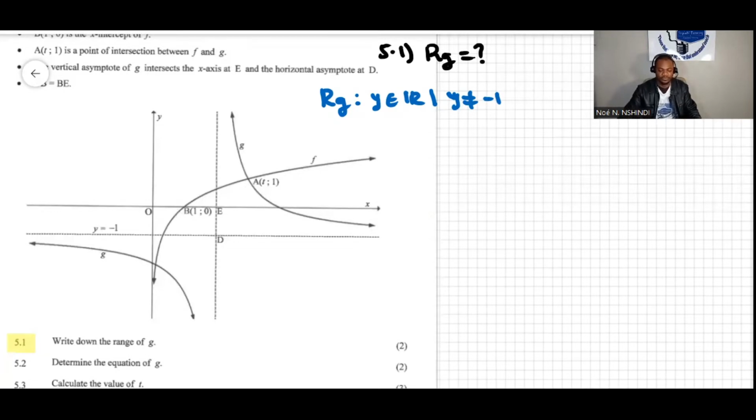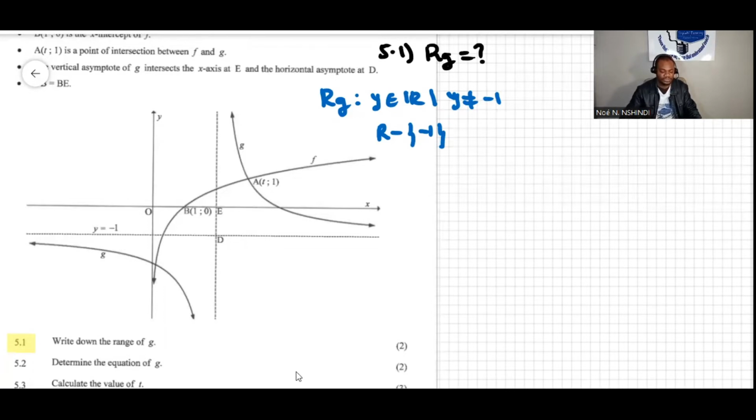So we can write it like this, or sometimes you can say the range will be R minus the element -1. It can also be written like that, it's correct. But I prefer to give this one.